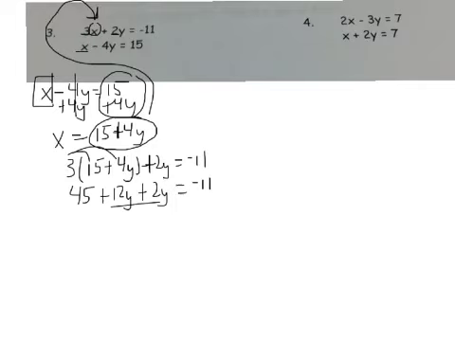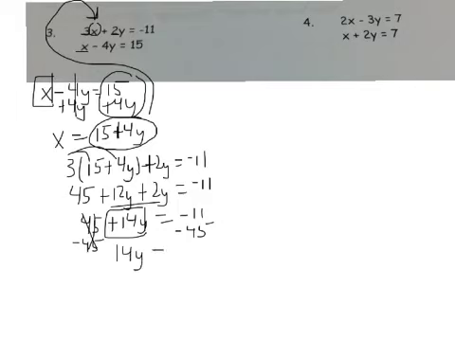Combine my y's. So that's 45 plus 14y equals negative 11. Now I'm ready to solve for my y, so subtract 45 from both sides. That cancels out. I bring down my 14y. If you like your line, you can draw it down. Negative 11 and negative 45 is negative 56. And then last step, when it's beside it, I divide it.